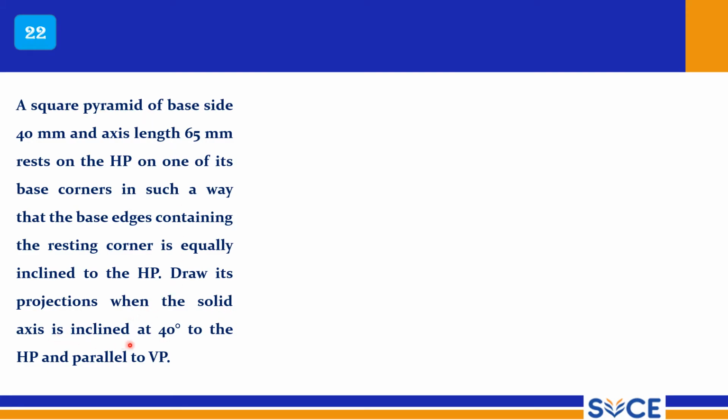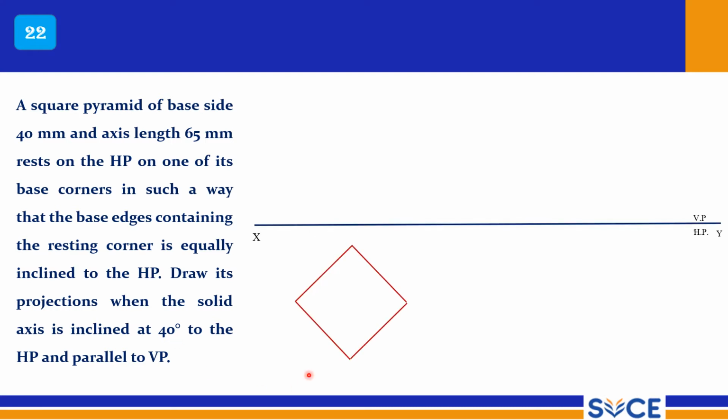When the solid axis is inclined at 40 degrees to HP and parallel to VP. So the solid axis is 40 degrees to HP. So it is a straightforward problem. Only the orientation you have to do properly. So this is how you should orient, in diamond shape. Now this is the corner, and these two resting edges are equally inclined to HP. So that way you have to draw this, and this is the correct orientation for this given condition.